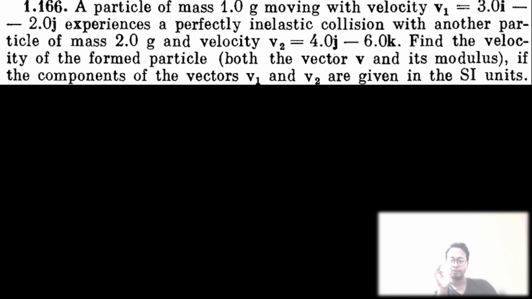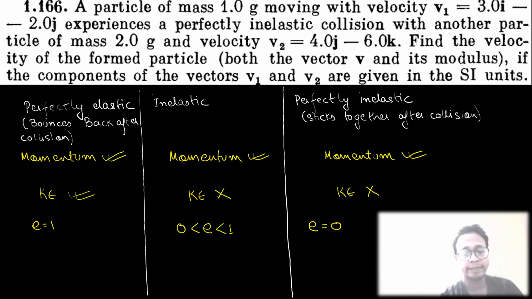In this question, I'll just briefly discuss the types of collision and what happens for each. See, there are basically three types of collision. Perfectly elastic, inelastic, and perfectly inelastic. In perfectly elastic collision, what happens? The ball bounces back after collision. In inelastic, somewhere in between, we'll deal with something called the coefficient of restitution. For perfectly inelastic collision, the bodies stick together after collision.